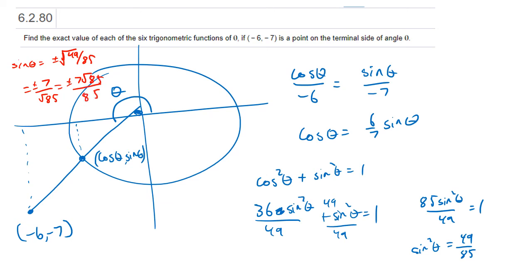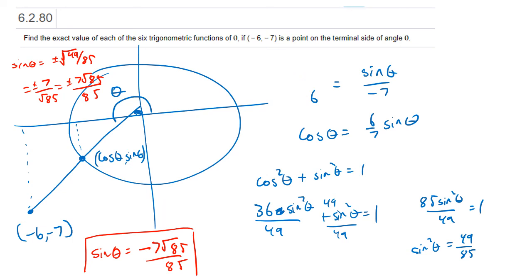Now, how do I know whether it's plus or minus? We look at what quadrant we are in. Since we are in the third quadrant, both of these should be negative. So the sine of theta is negative 7 root 85 over 85. The cosine of theta is just 6 over 7 times that.